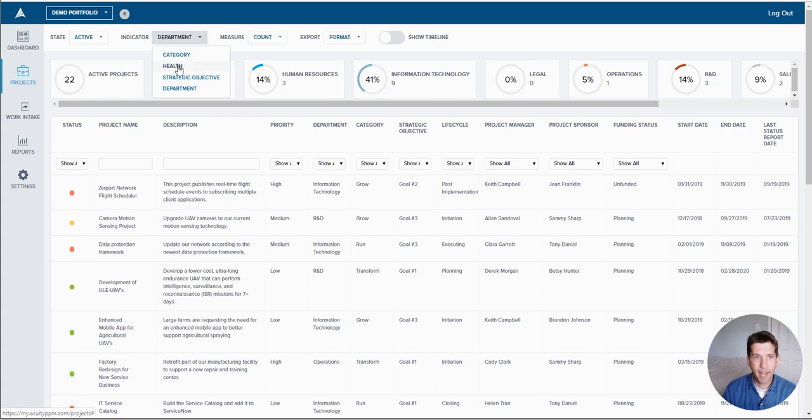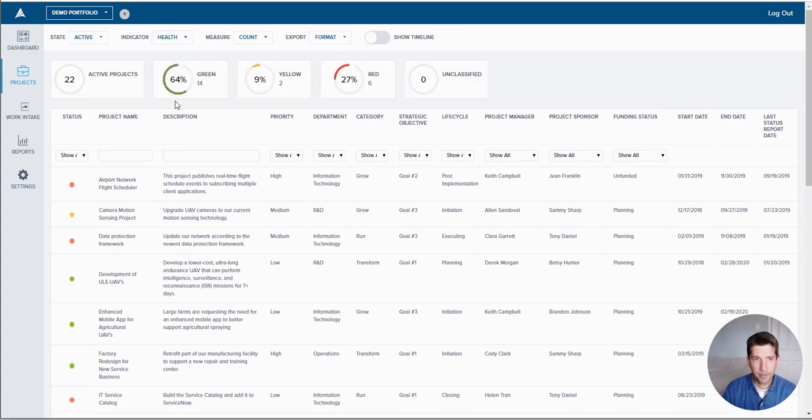So if we go back to health, we can see that there's 14 projects in a green status, roughly 2/3 of the portfolio, indicating that portfolio is doing okay. We've got 8 projects at risk. We want to take a look at that. And you can see that we've designed this to be very user-friendly, very, very clean layout, very intuitive, which is one of the things I really like about Acuity PPM.